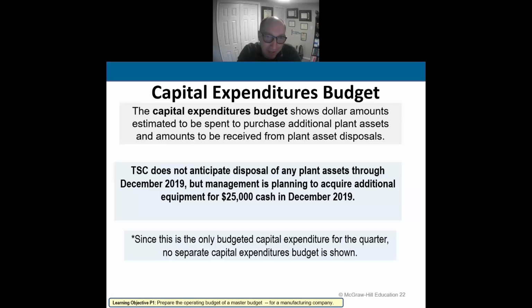Most companies do have a capital expenditures budget, and oftentimes the way it works is over the years they'll set aside some additional cash reserves for the plan of buying additional equipment or a new building or whatever, right? That's the whole idea behind having that kind of budget.